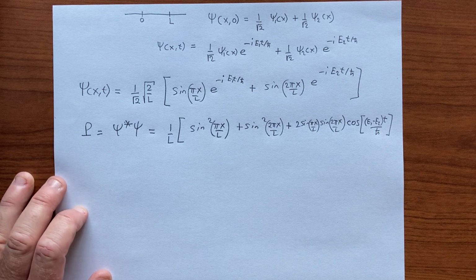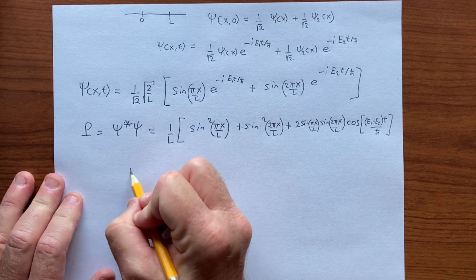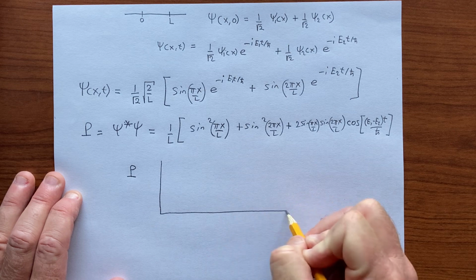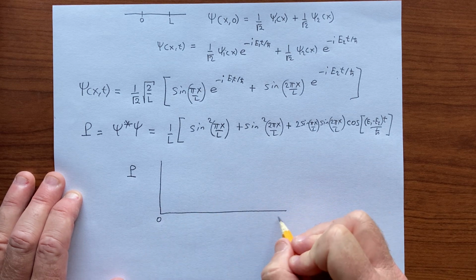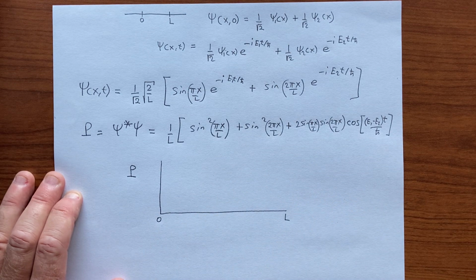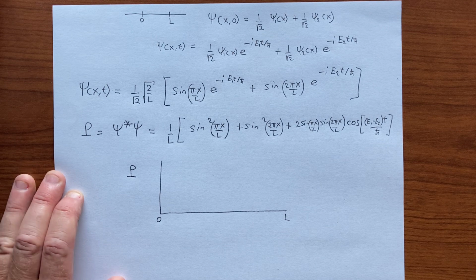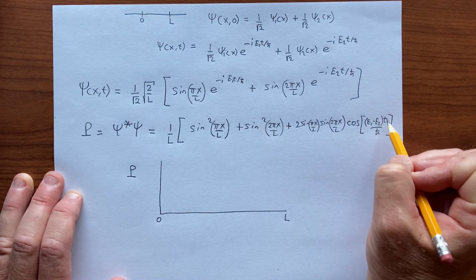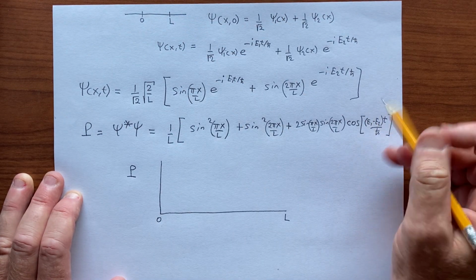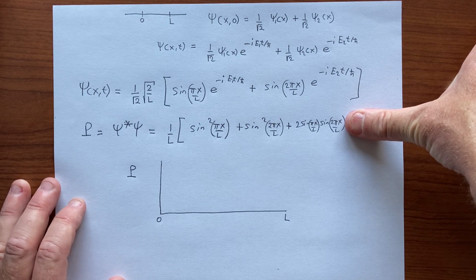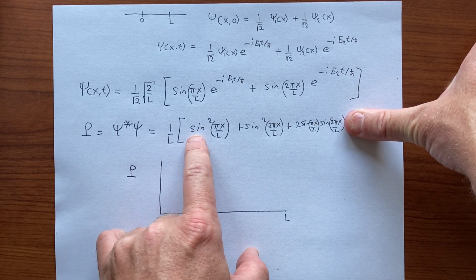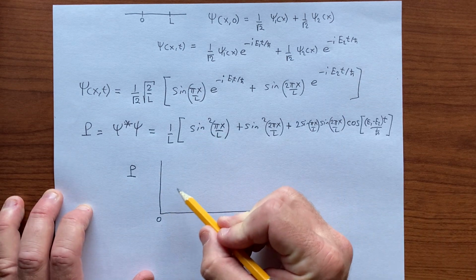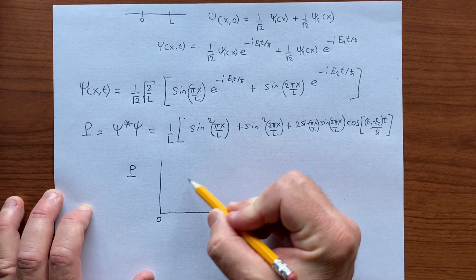And we can consider what this looks like. So let's consider plotting the probability density as a function of x. So here's 0 and here's L. And let's plot it for different times. So at t equals 0, we have the cosine of 0, that's just 1. So this whole thing is 1. And so when we plot this, we have a function which is even, just one big bump. It looks like that.